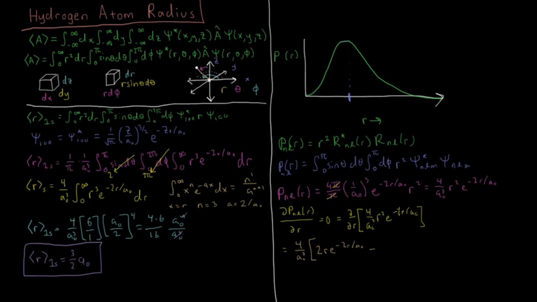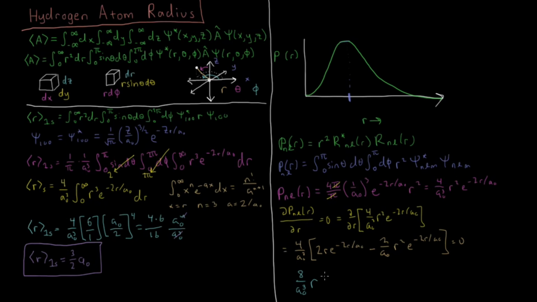We're going to get a minus. From the chain rule, we're going to get a 2 over a naught in there. r squared e to the minus 2r over a naught. And then reminder that this equals 0. So next step, we can factor this to get all of the various terms for the possibilities of what r values can equal 0. Well, we can factor out a 2 here, so we can get 8 over a naught cubed. We can also factor out an r from both terms.